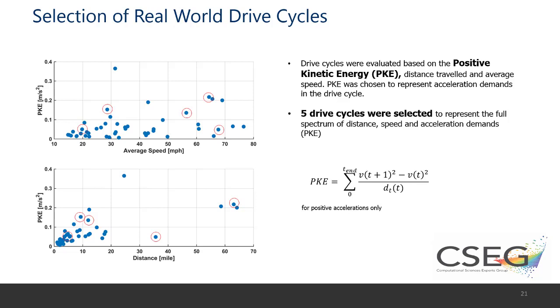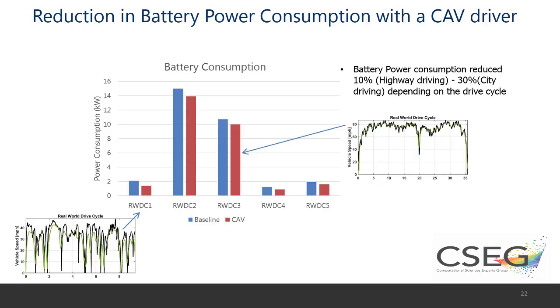And we picked 5 different drive cycles with changing distances of driving and average speeds to analyze what the effect of the autonomous driving features would be. And these are the 5 different drive cycles that we picked. RWDC1 is real world driving cycle 1, 2, 3, 4, and 5. And 1, 4, and 5 are city driving conditions. And we actually find a decent drop in the battery power consumption, around 30% drop.